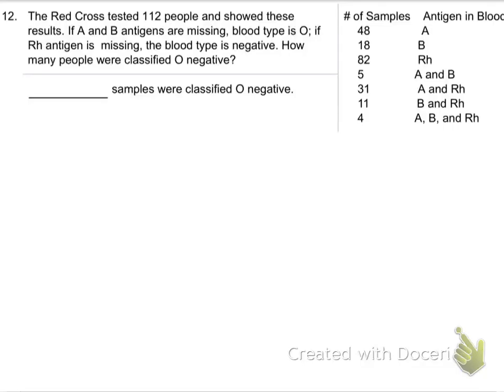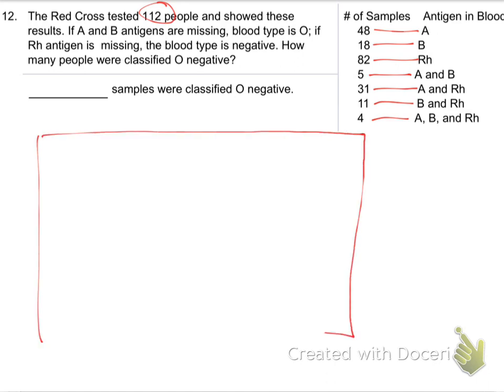Number 12. So 112 people, blah, blah, blah. If you want to just write down these things on the right side, that's what really matters: 48 A, 18 B, 82 RH, 5 A and B, 31 A and RH, 11 B and RH, 4 AB and RH, and 112 total. So I'm going to draw a big old Venn diagram.